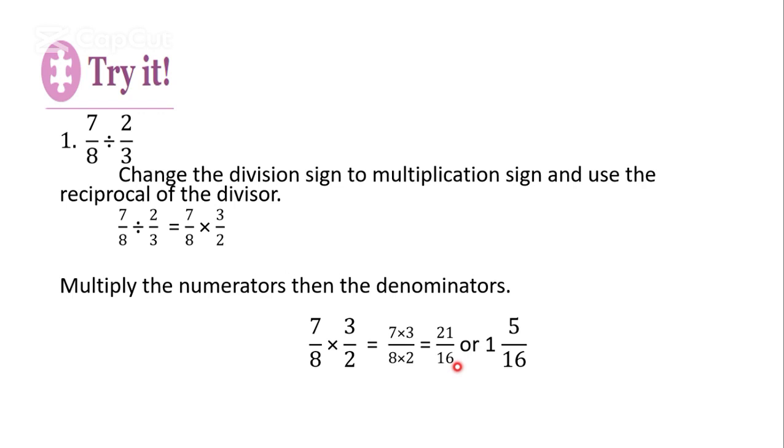So 21 divided by 16, the result is 1. Then 1 times 16 is 16, diba? So 21 minus 16 is equal to 5. That remainder will become your numerator, and the quotient, which is 1, will become your whole number.